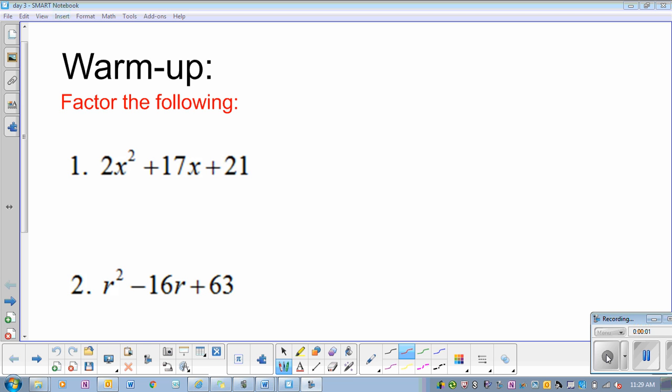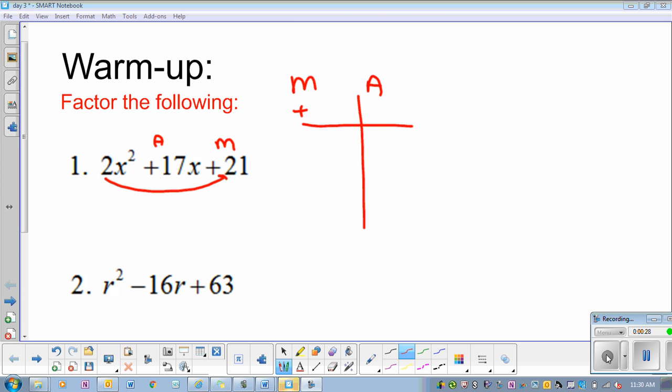It says factor the following. Well, the first step in factoring is the GCF, you guys said. Number one is 2x squared plus 17x plus 21, a trinomial. There's no GCF, and there's a number 2 in front. I know that this is going to be AM, but since I have a number 2 in the front, I have to multiply it with my C number, right? So let's see. That changes my M number to 42.